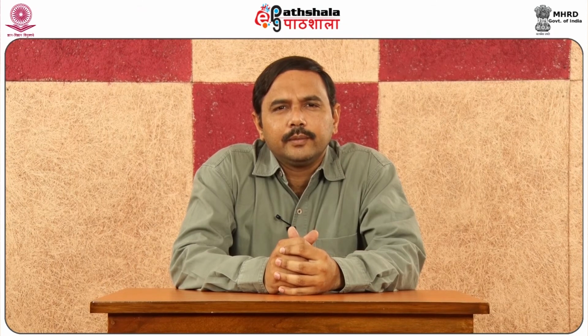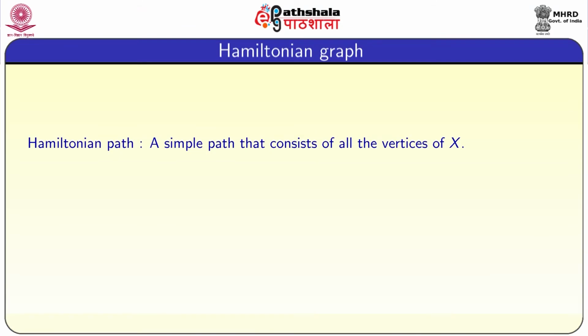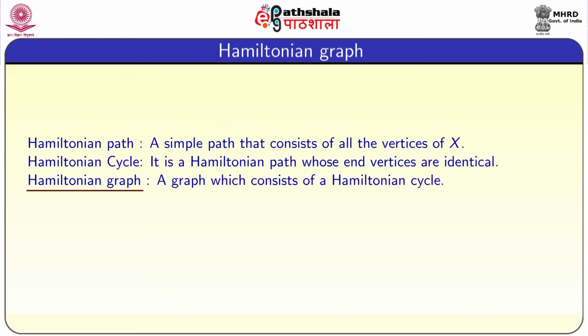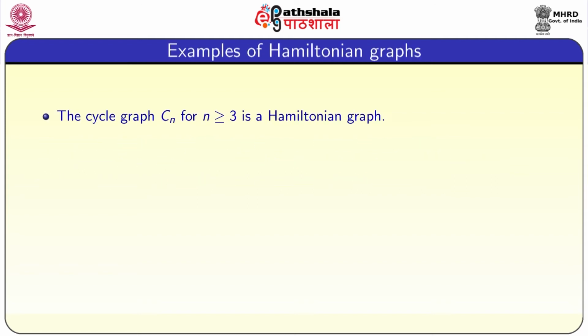Hamiltonian graphs. Now we define Hamiltonian graphs. First, Hamiltonian path: a simple path that consists of all vertices of X is a Hamiltonian path. Hamiltonian cycle: it is a Hamiltonian path whose end vertices are identical. Hamiltonian graph: a graph which contains a Hamiltonian cycle is called a Hamiltonian graph.